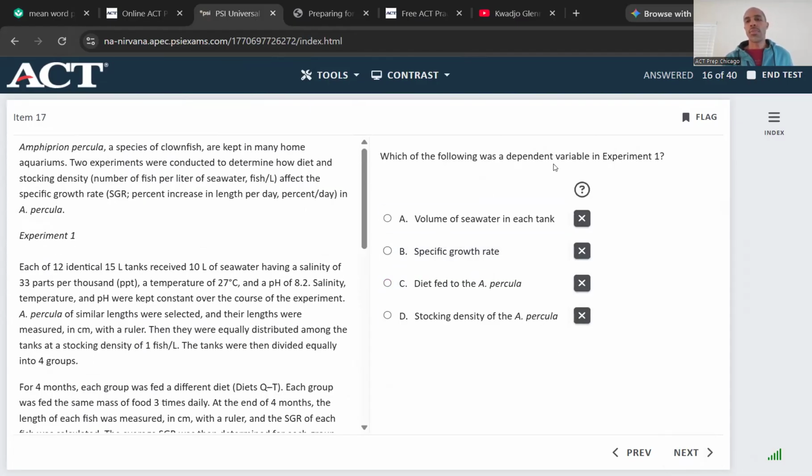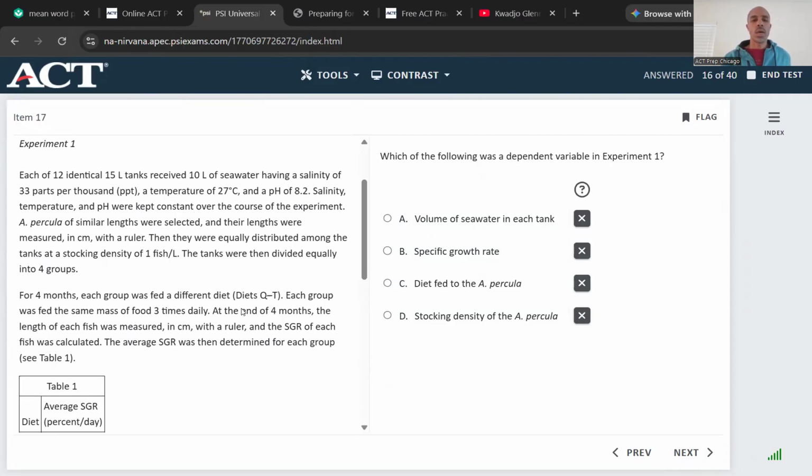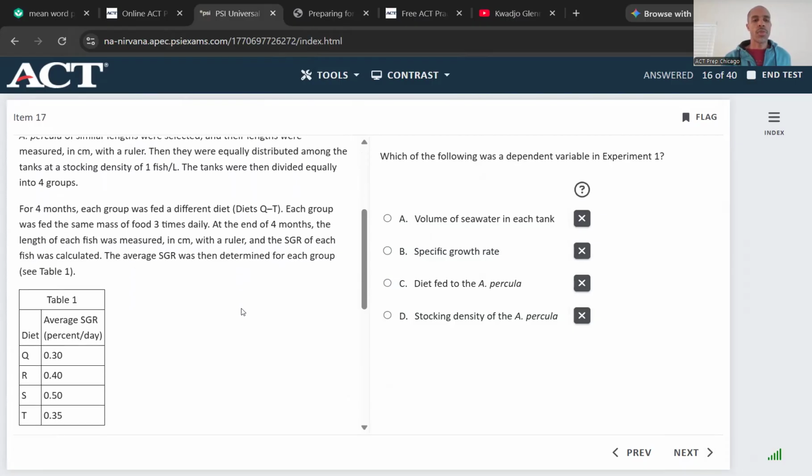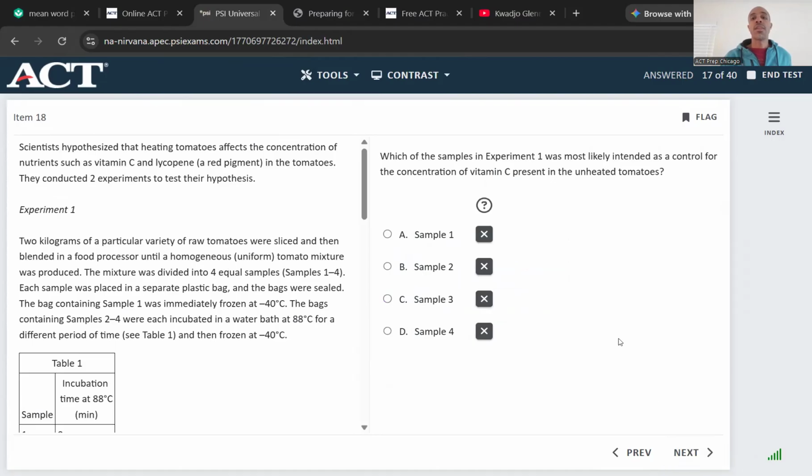Which of the following was a dependent variable in experiment one? Dependent means what you measured. Specific growth rate was the dependent variable. The volume of seawater, you controlled that. That was independent. You determined that. You determined the diet. You determined the stocking density. You did not determine the growth rate. You measured the growth rate after you set all those independent variables in place, and you want to see what the fish would do. That's why specific growth rate is a dependent variable. It's dependent upon the other variables.